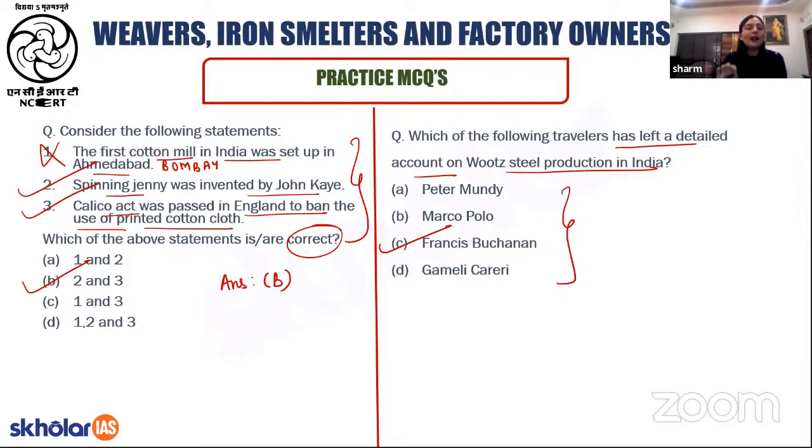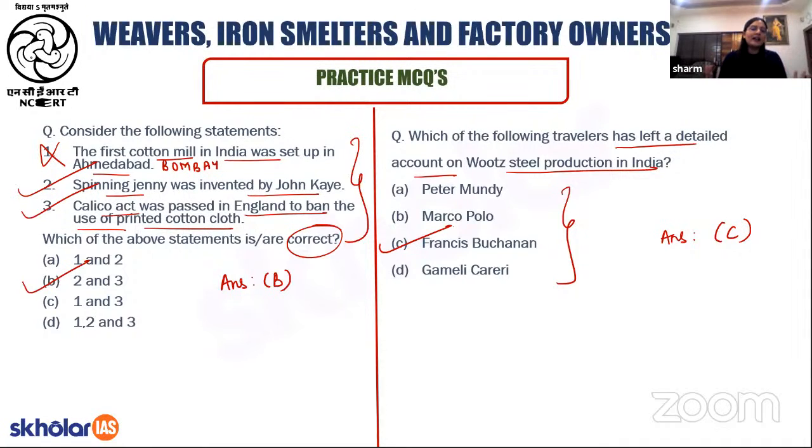Francis Buchanan was one person who had come to India after the death of Tipu Sultan and he extensively travelled South India and wrote a detailed account on the techniques and production of wood steel in our country, and that is why this particular personality is important. And therefore, students, our final answer for this particular question is going to be option C.